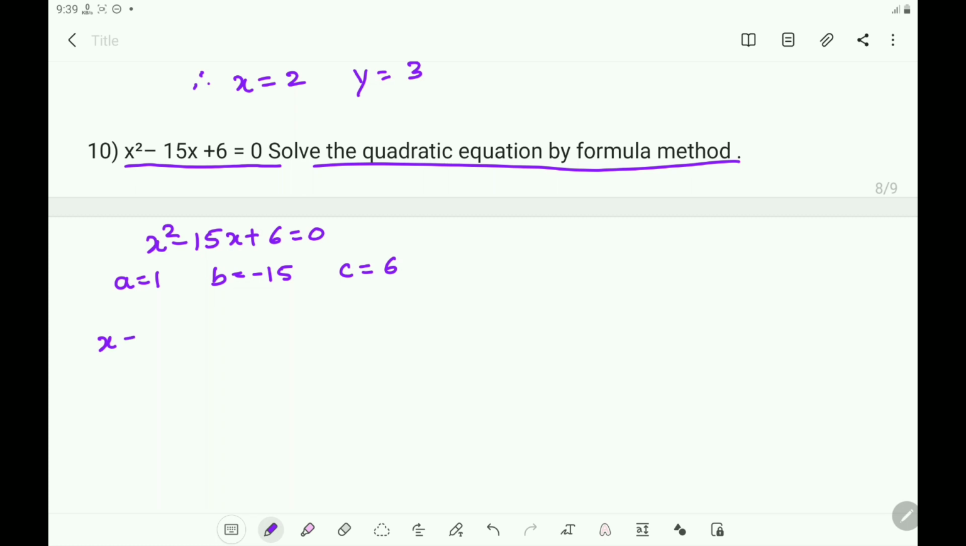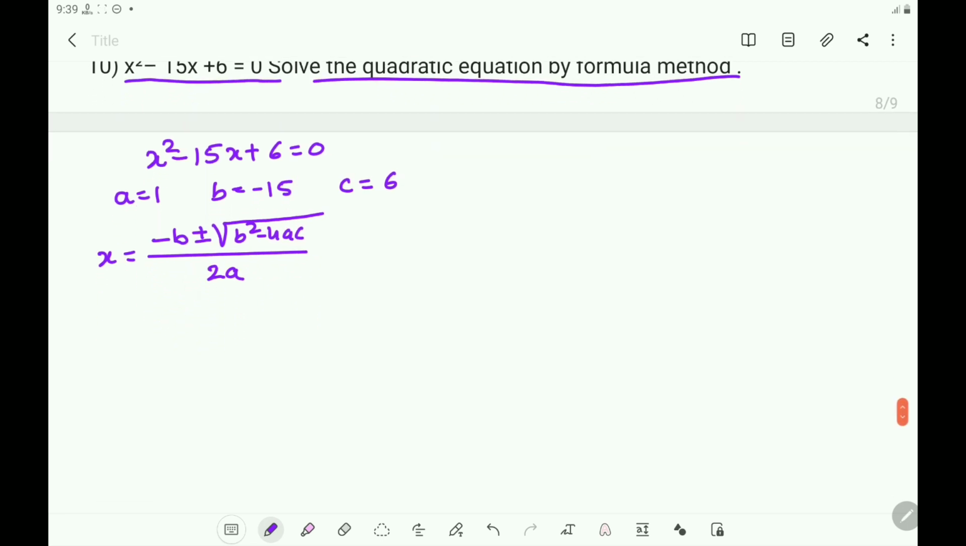Now you write the formula. That is x equals minus b plus or minus whole root b square minus 4ac by 2a. This is the formula. Now you substitute the values of a, b and c.